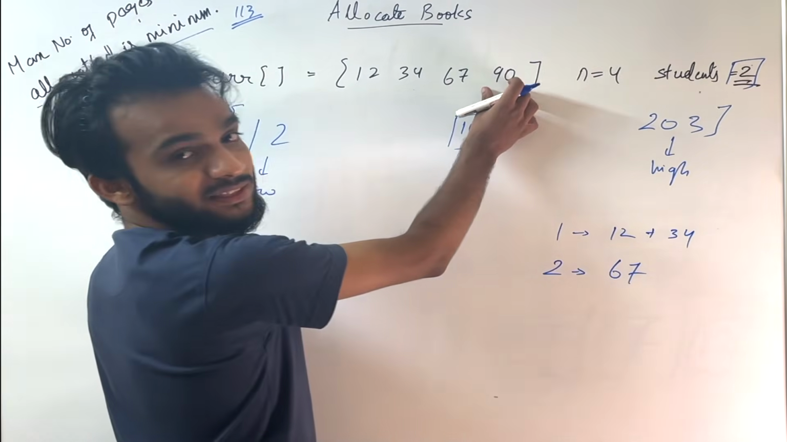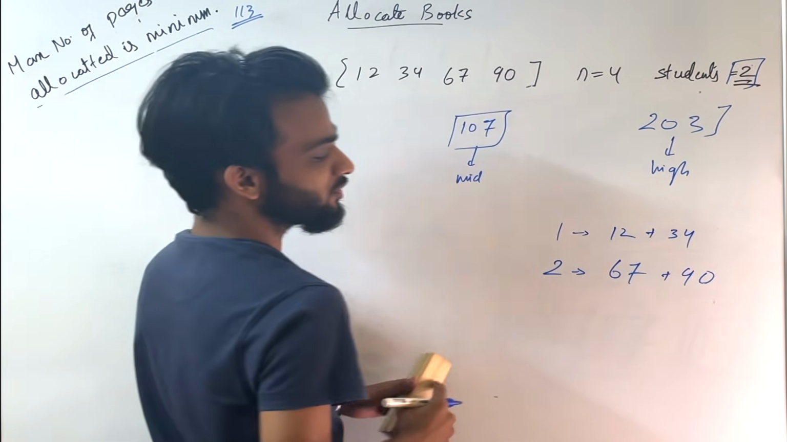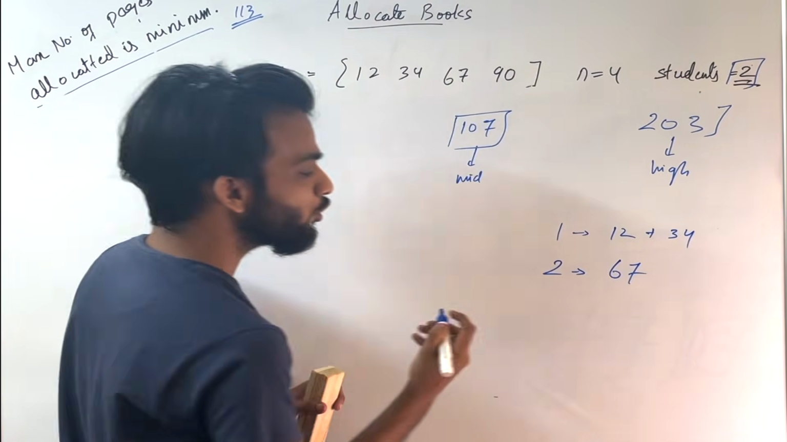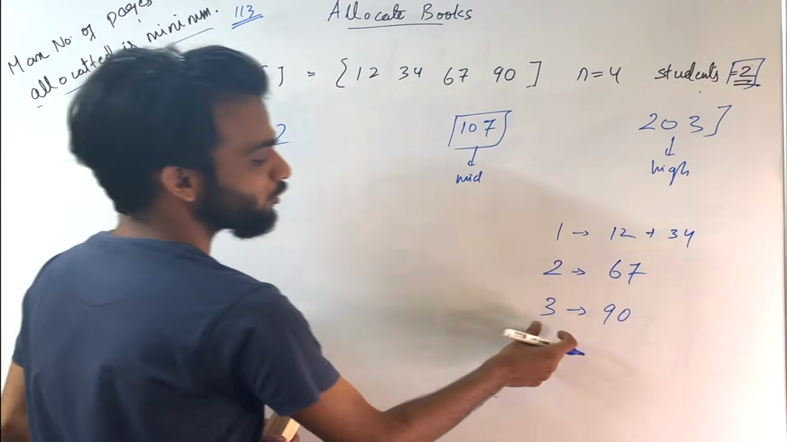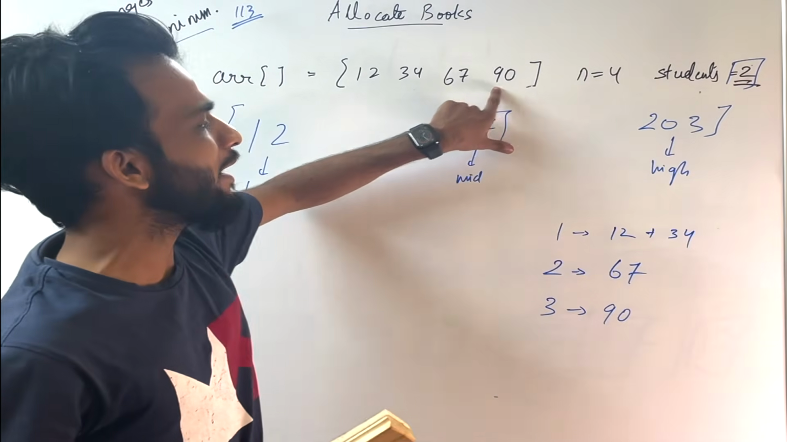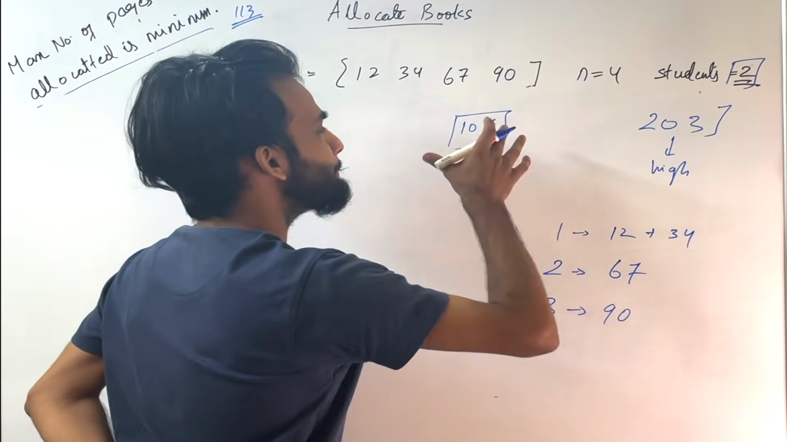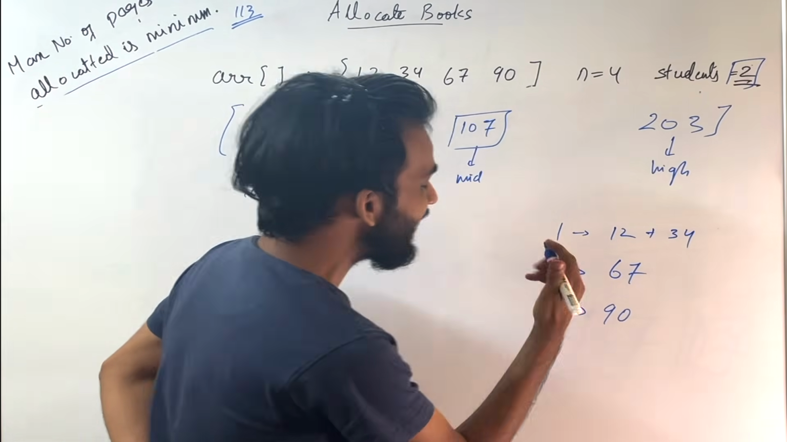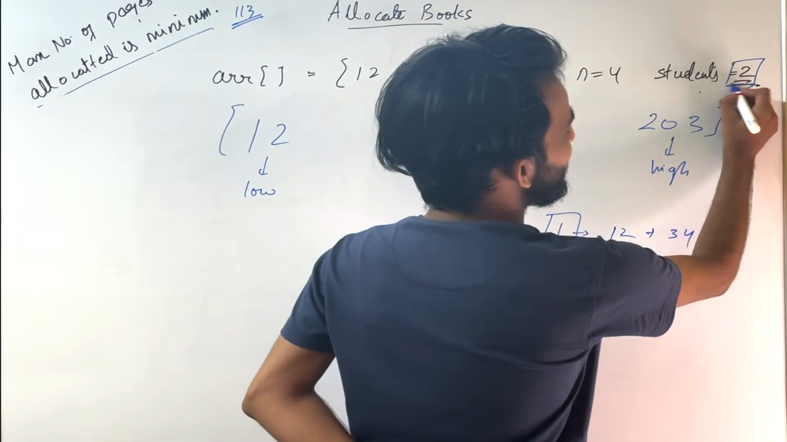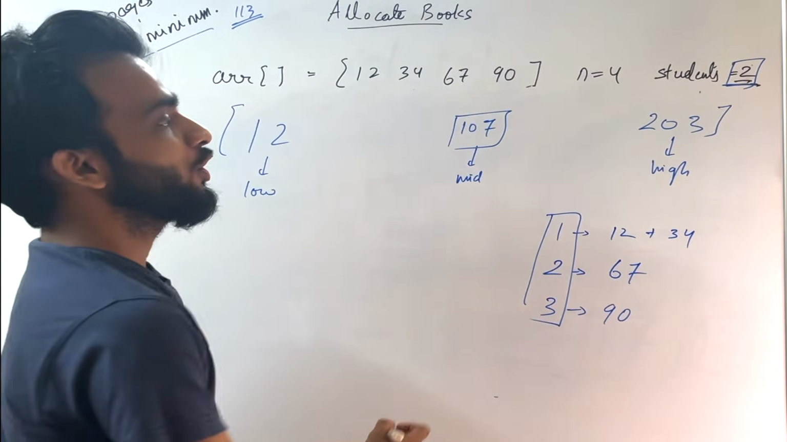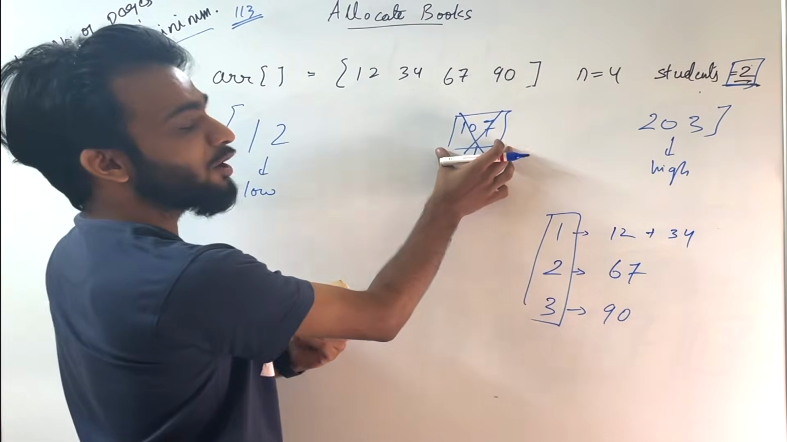Now, can you allocate this 90 to student 2? Can you? Because the moment you add 90, it exceeds 107. So you're not allowed to allocate 90. What do you do? You take this 90 and allocate it to student 3. So I was able to allocate all the books. But I figured out that by keeping a maximum barrier of 107, I ended up allocating books to 3 students. But the question clearly stated I only have 2 students. So you cannot allocate books to 2 students by keeping a barrier of 107.